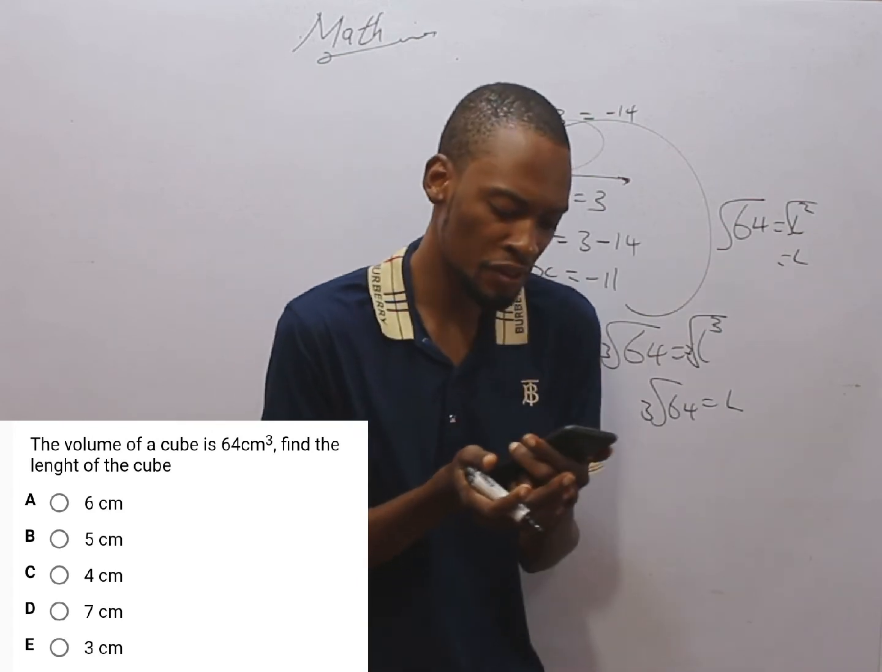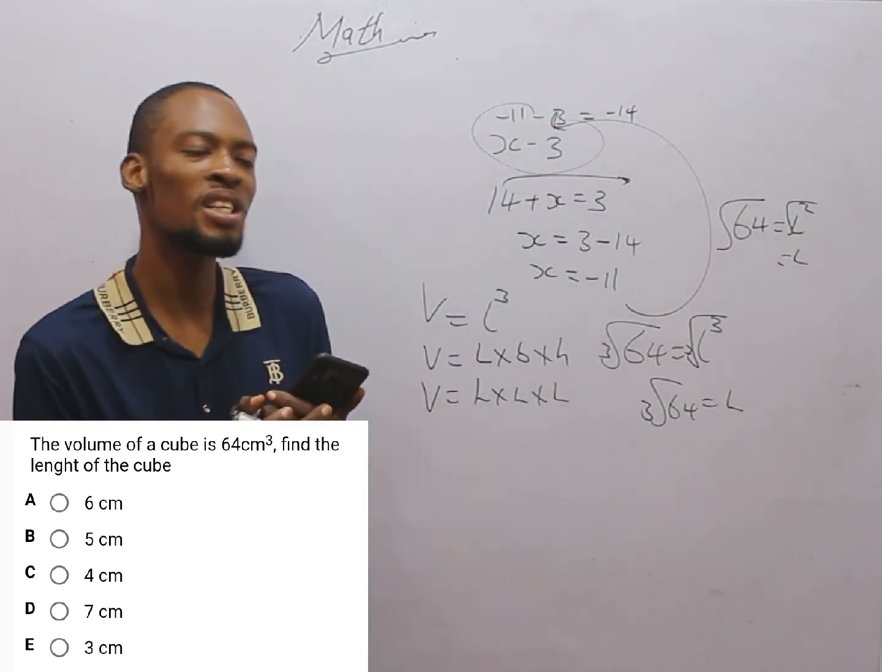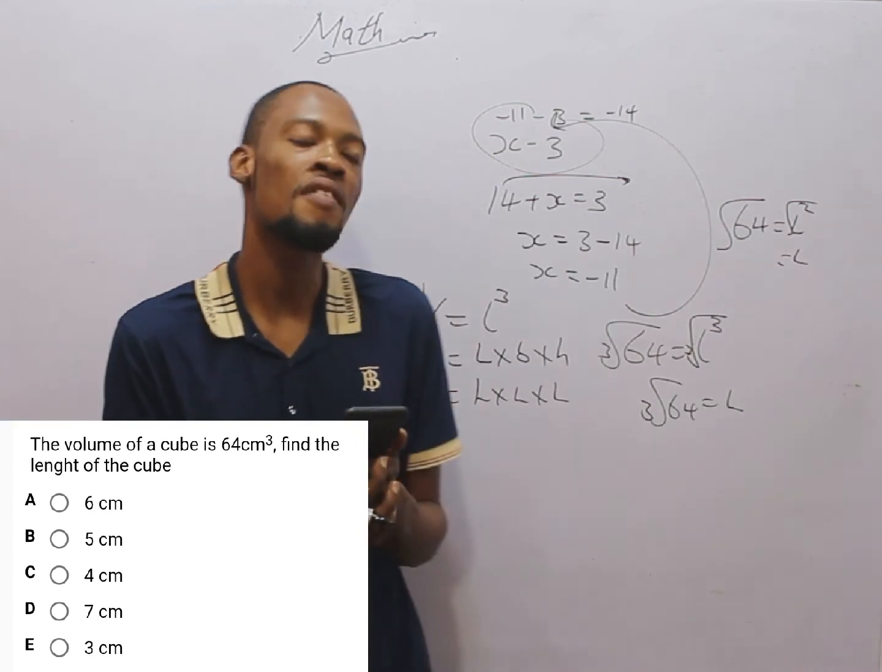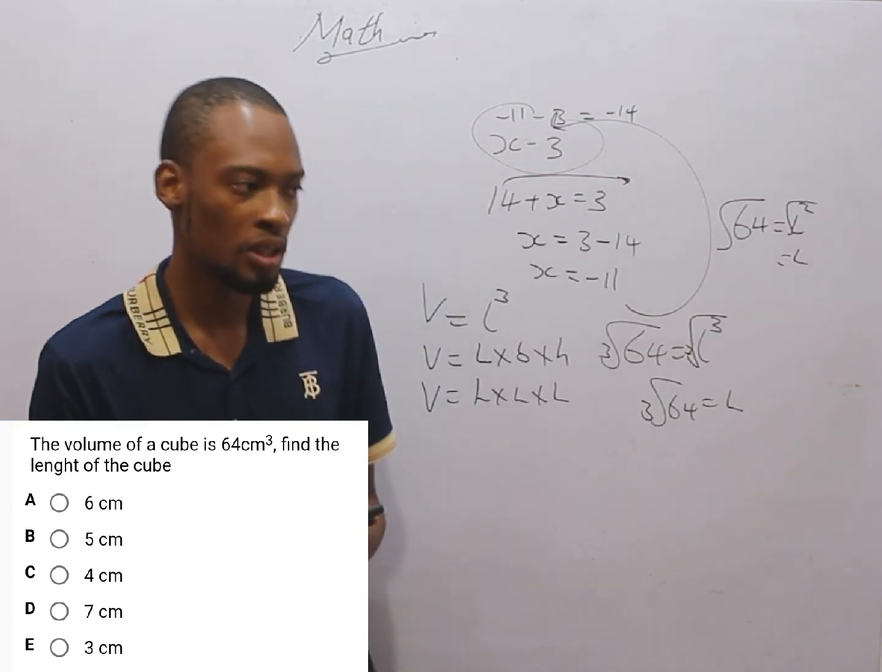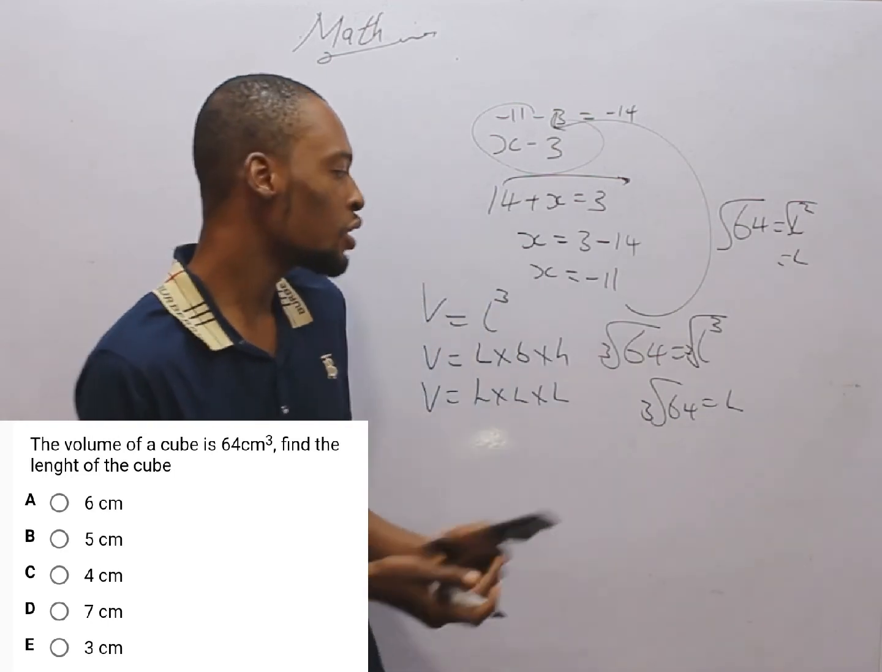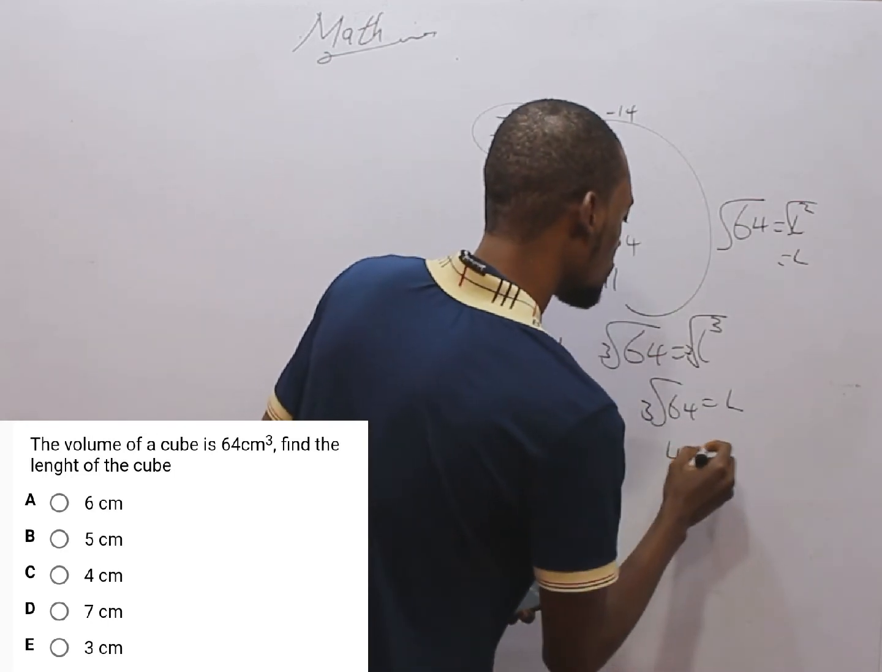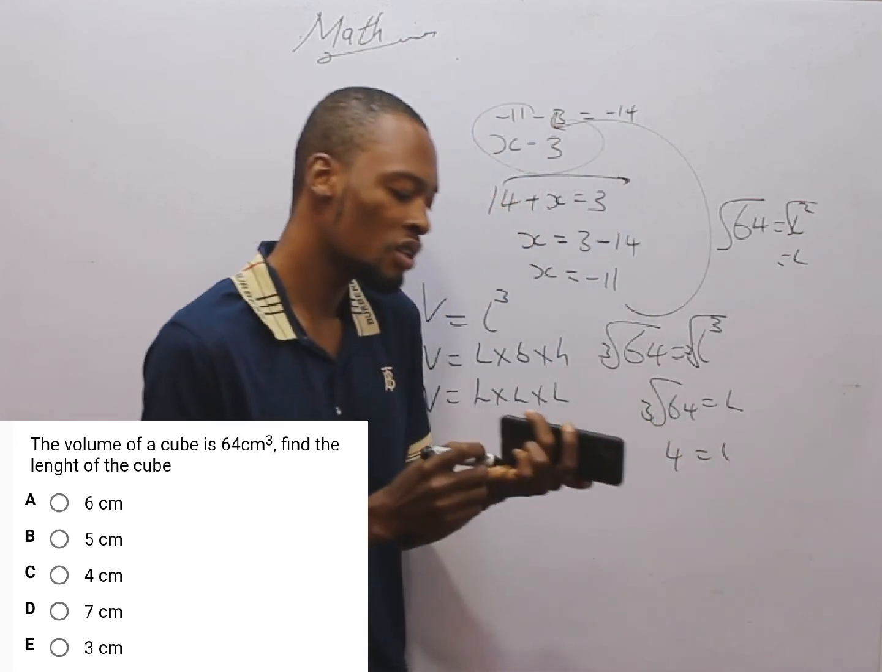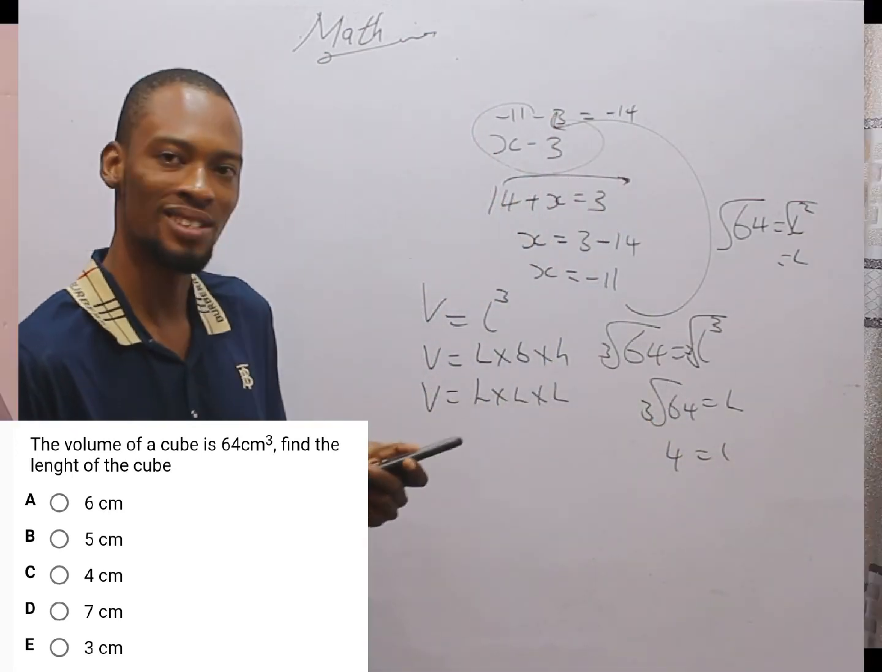Now, what is the cube root of 64? Cube root of 64 is simply a number that will multiply itself 3 times to give you 64. That is 4 times 4, 16, times 4, 64. So the cube root of 64 is 4. The length is 4 centimeters. That is option C.